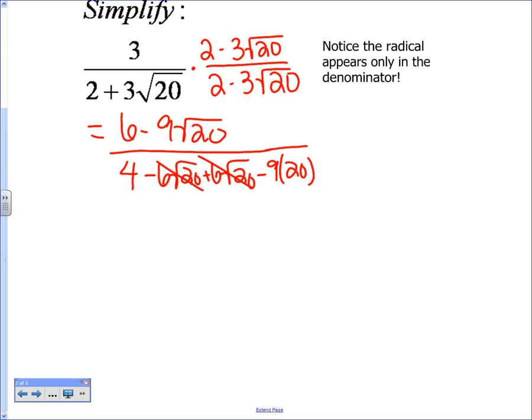2 times 2. 2 times this, it's just 2 times 3. And then square root of 20. And then 2 times 3, 6, square root of 20. 3 times 3 is 9. Square root of 20 times square root of 20 is 20. Does that make sense?